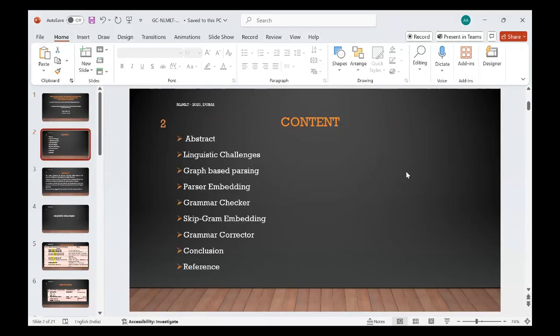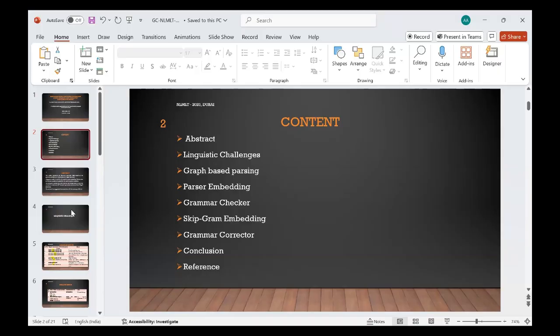This is how I outlined my presentation. The abstract is discussed. Then what are the linguistic challenges in Nepali will be addressed over here, followed by some encoding and embedding techniques based on graph theory. That will be discussed, followed by the grammar checker. We have employed this embedding technique for checking the grammar in the Nepali language. Once an error is found, the corrector is based on the skip gram embedding.